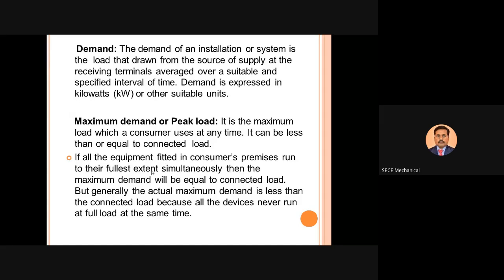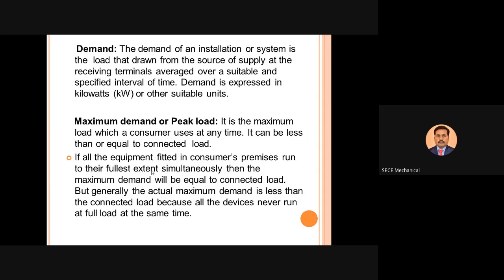So if you know the connected load, then you can verify the demand. Based upon that you can tackle the situation. If your demand is low and your connected load is low, that is no issue. If your demand is more, that means you have to supply more power, because the connected load is more and the demand is also more, so you have to supply more power from the power station. So you have to increase the power production. That is the main thing.